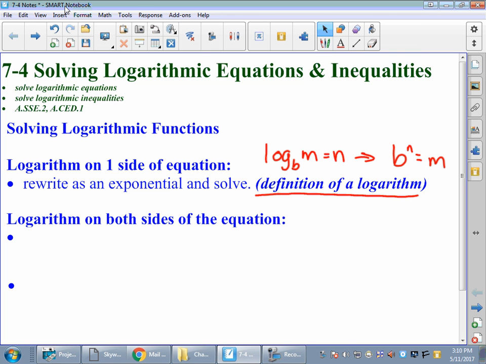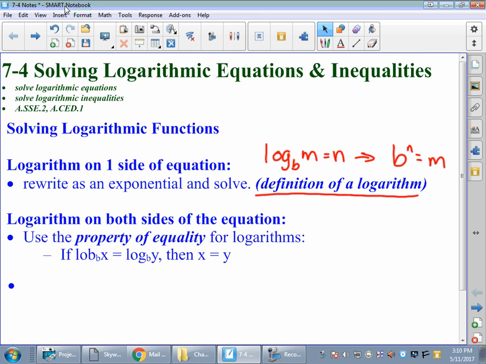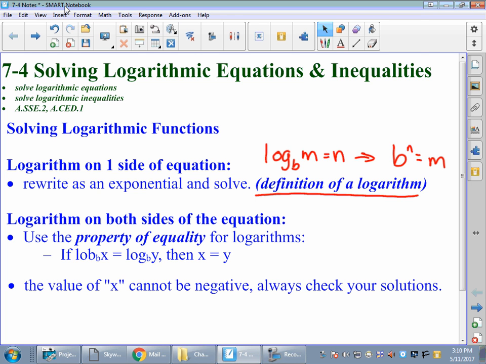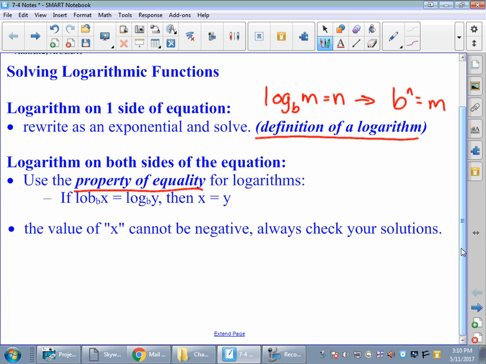If, however, there are logarithms on both sides of the equation, so you have a log of one thing equals the log of the other, you're going to use what's called the property of equality. If you have a log of something equal to log of something else, and they have the same base, in order for these two things to be equal, that must mean that the two things that you're taking the log of must be equal. Everything matches. The log matches the log. The base matches the base. Therefore, the number that you're taking the log of must match the other number. So that's called property of equality.